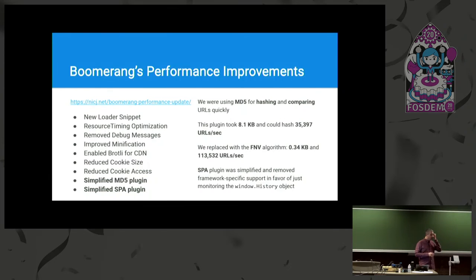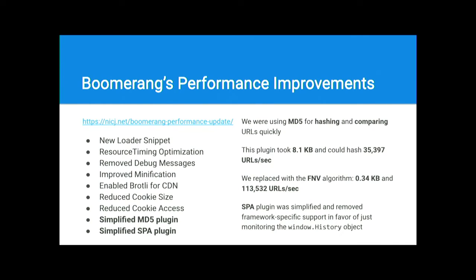And then the final big area of improvement that we did was just simplifying our plugins. One of the things here was we were actually using MD5 to do hashes of things like URLs. One of our developers found a replacement for MD5 that is about 5% of the size of MD5 and 3 times faster. And for our needs, it provided just as good hashes as MD5 was. So that gave us a really big byte savings and speed up. And then we did another refactoring of our single-page application plugin that just made it smaller as well.